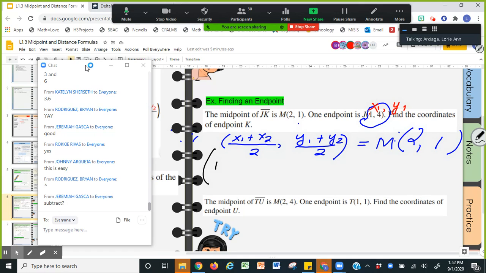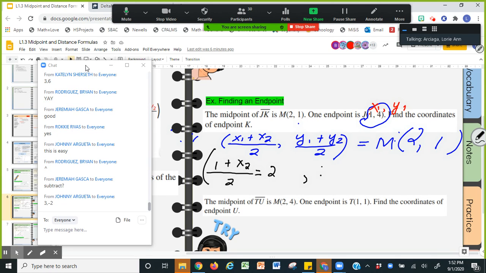Okay, so your x1 is 1 and your x2 is missing. But when you divide by 2, you know that the answer must be 2, right? Because the midpoint that's given to us is 2. While for the y value, Johnny said 3, negative 2. Okay, cool. Your y value is 4 plus the other y we're looking for, and then you divide by 2, we must get 1. Okay?